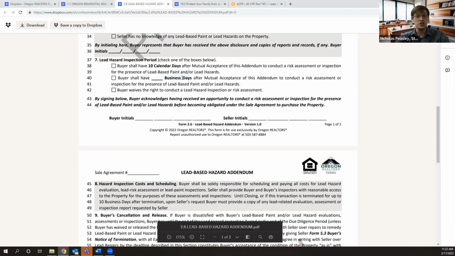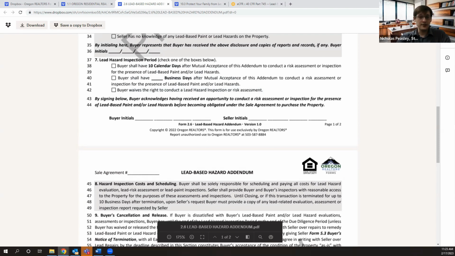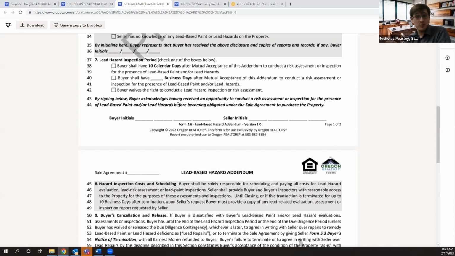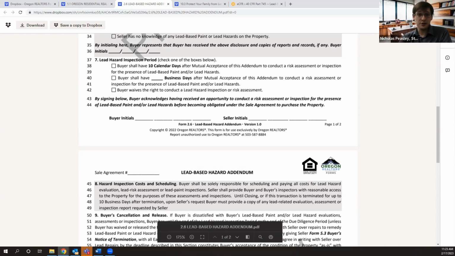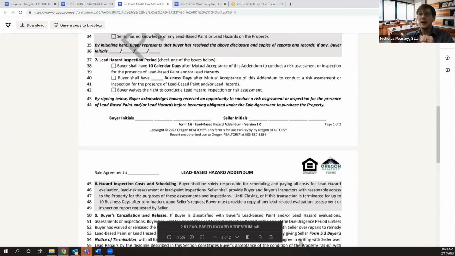So you are allowed to choose a set number of days. It doesn't have to be calendar days. It can be a set number of business days, or the buyer can waive the right to conduct an inspection. That is allowed at federal law. So what we have on this is by signing below, the buyer acknowledges that they have received an opportunity to conduct these risk reports. So the buyer has at least had their chance to conduct a lead hazard inspection of some kind.